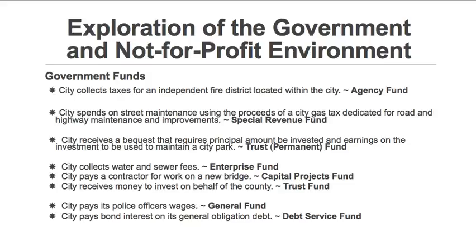Your city invests on behalf of the county, investment trust. The city pays wages, general fund. And finally, your city pays debt service costs, debt service fund. As a helpful tip, when classifying activities into funds, determine the activity's purpose and the intent.